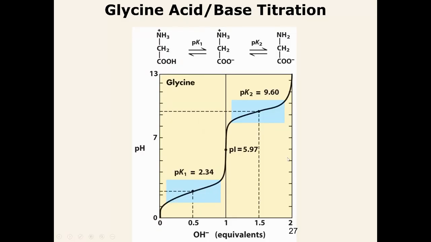Here's a prettier picture of the one for glycine. And so we already calculated the PI at 5.97. That's the first equivalence point. There's pKa1. So we did this one. This just is a nicer graphic than my graph.